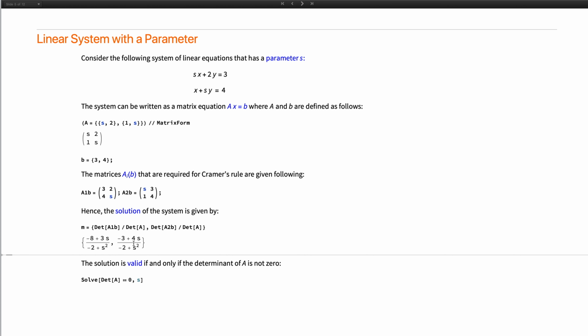Now the point is that because you have a parameter, the denominator might become 0 for certain values of s. And the solution is valid if and only if this determinant of A is not 0. So let's solve that over here. And you see that it's true if s is either negative square root of 2 or positive square root of 2. And as long as you stay away from those two values, everything works just fine.